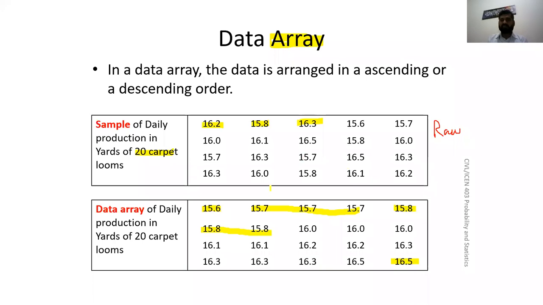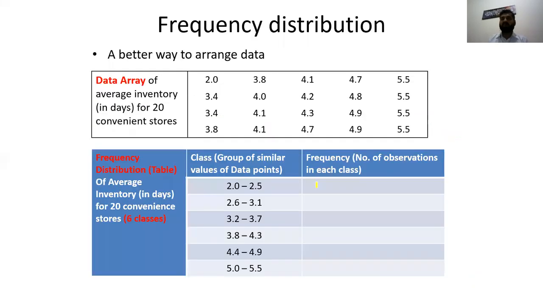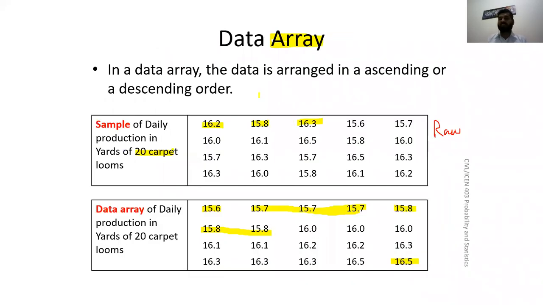So data array is not a problem, because raw data is given. You just have to write it in ascending or descending order. It's very quick. But another way of representing data is through frequency distribution. And most of the time we write a frequency distribution because the amount of measurement is very large. The data is very large.